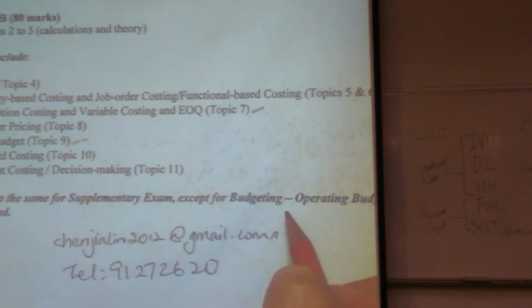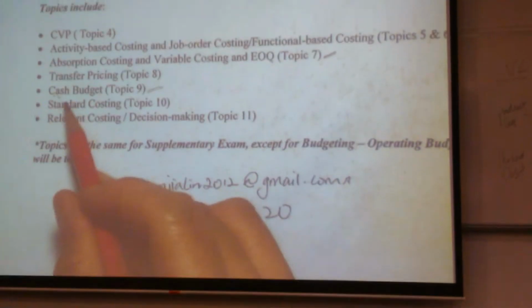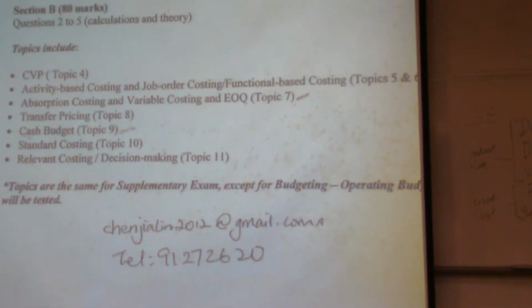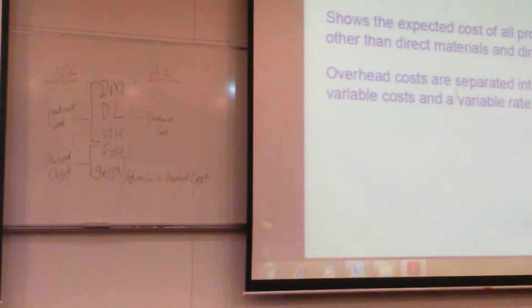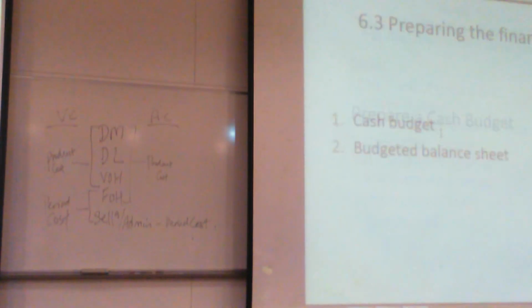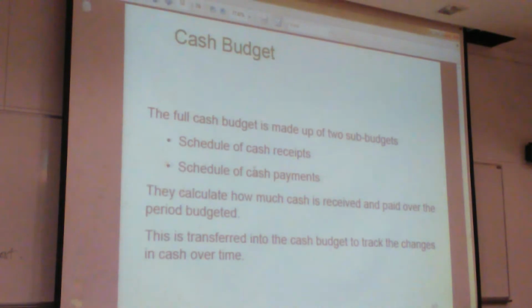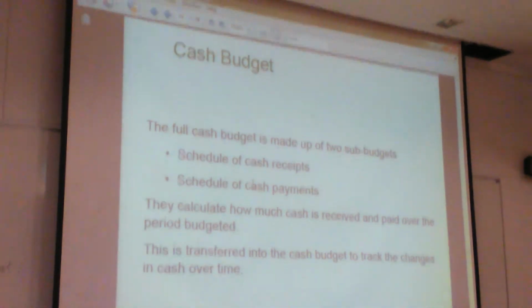But I don't expect you to do the sub paper. So right now is the cash budget. Okay, let's go down all the way to cash budget. And again, I'm picking up all those things who get it wrong. A lot of people get it wrong. Alright, can? Let's go.